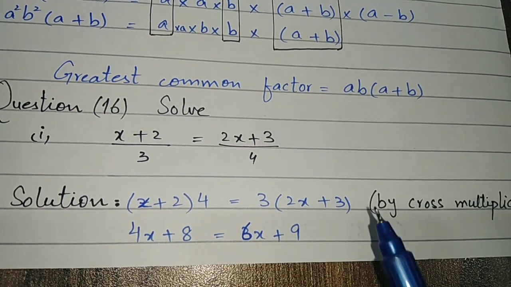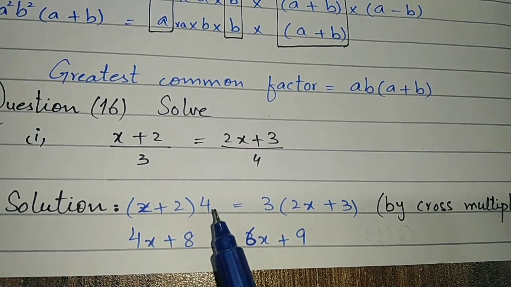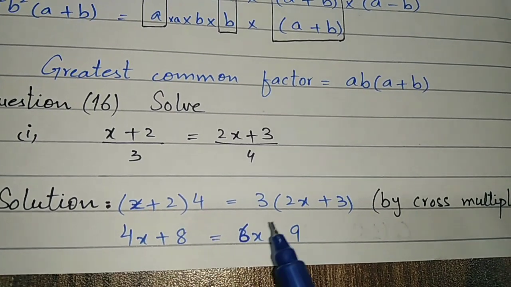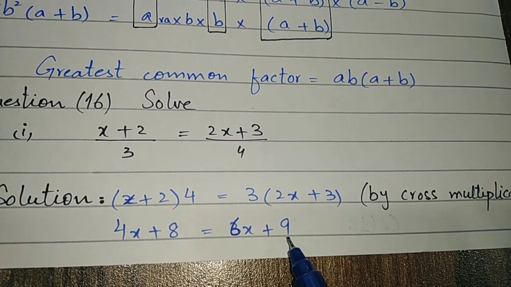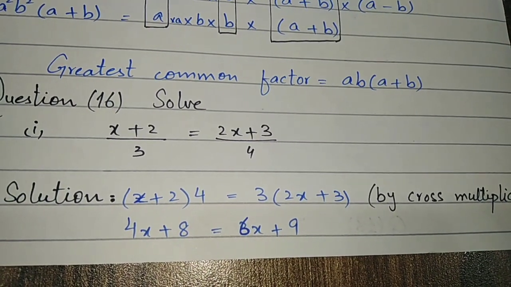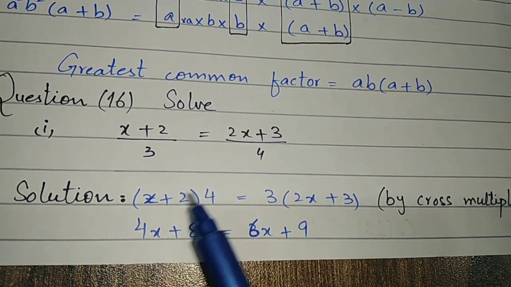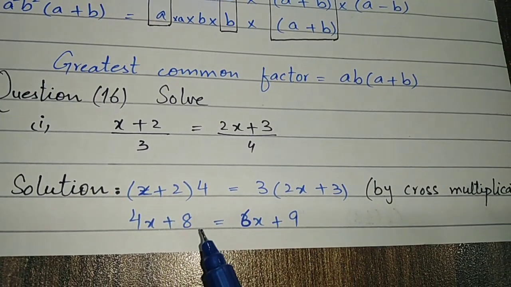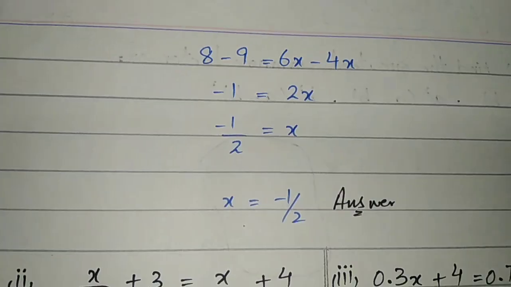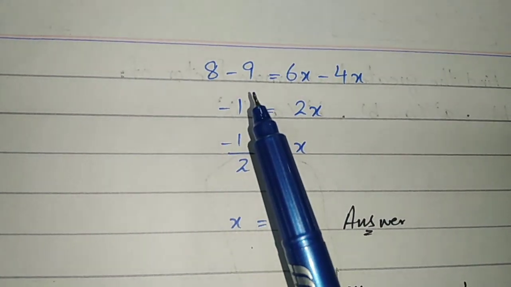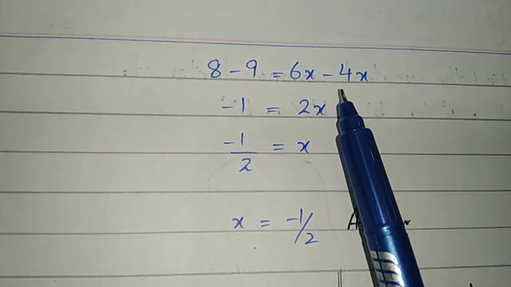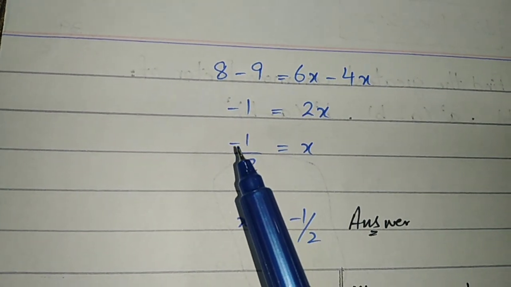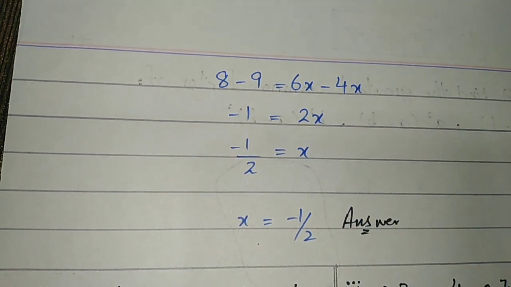This is the process of cross multiplication. Now you have to multiply 4 with this bracket. We get 4x plus 4 2s are 8 equals 3 2s are 6x plus 3 3s are 9. Now you have to separate the like terms: 4x will become negative 4x on the right hand side, that will be 6x minus 4x, and 8 minus 9. Now 8 minus 9 equals minus 1 equals 6x minus 4x, that will be 2x. 2 is multiplied here, it will be divided on the left hand side, and we will get negative 1 over 2 equals x. This is the answer.